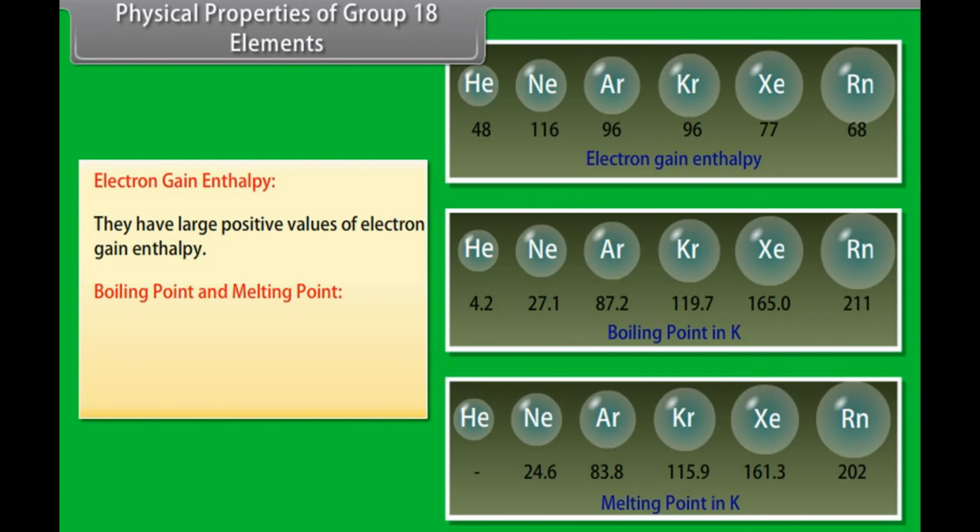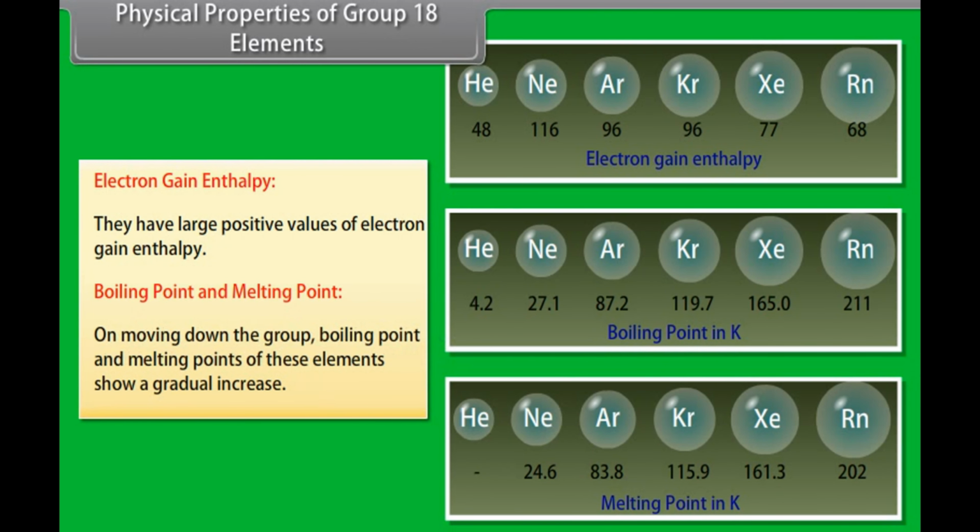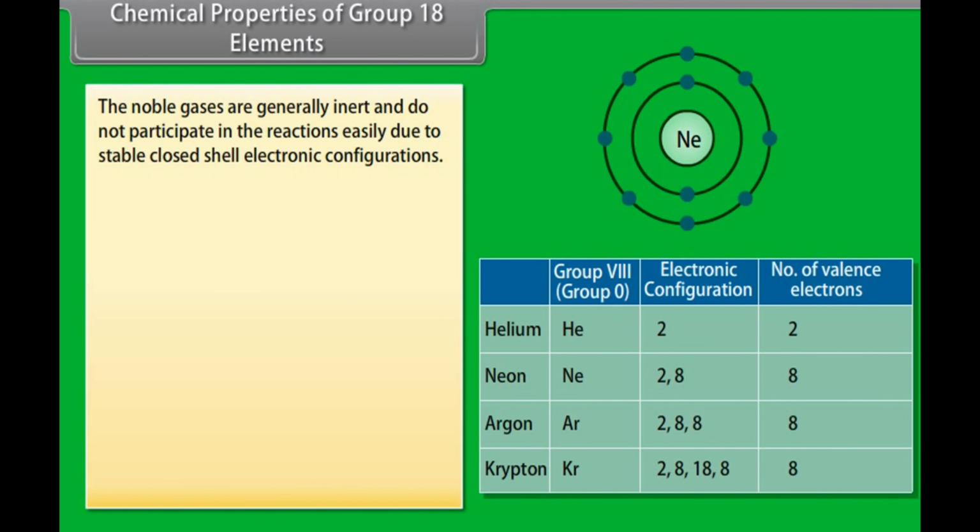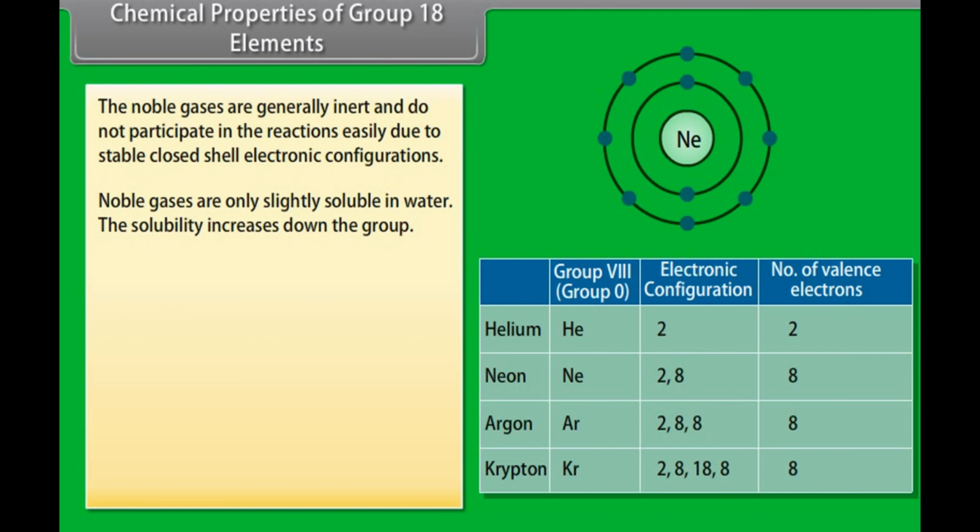Boiling point and melting point. On moving down the group, boiling points and melting points of these elements show a gradual increase due to corresponding increase in the magnitude of the van der Waals forces of attraction. Chemical properties of group 18 elements. The noble gases are generally inert and do not participate in the reactions easily due to stable closed shell electronic configurations. Noble gases are only slightly soluble in water. The solubility increases down the group.